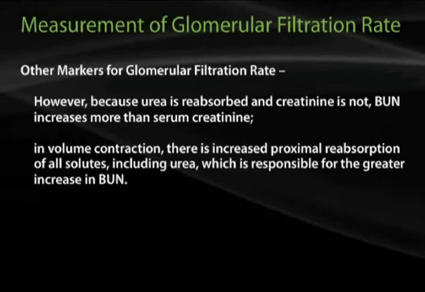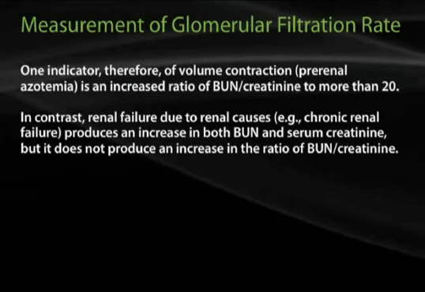However, urea is partially reabsorbed and creatinine is not. Thus, the blood urea nitrogen increases more than serum creatinine. In volume contraction, there is increased proximal reabsorption of all solutes, including urea, which is responsible for the greater increase in blood urea nitrogen concentration. One indicator, therefore, of volume contraction or prerenal azotemia is an increased ratio of BUN to creatinine to more than 20.